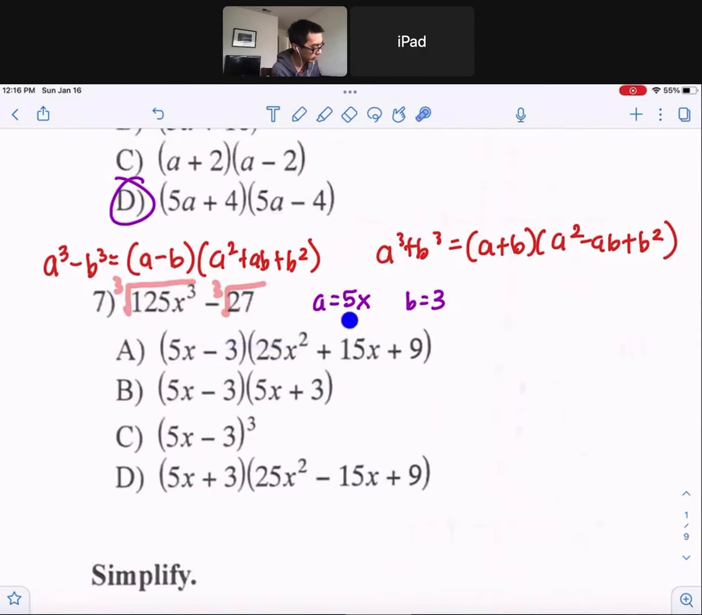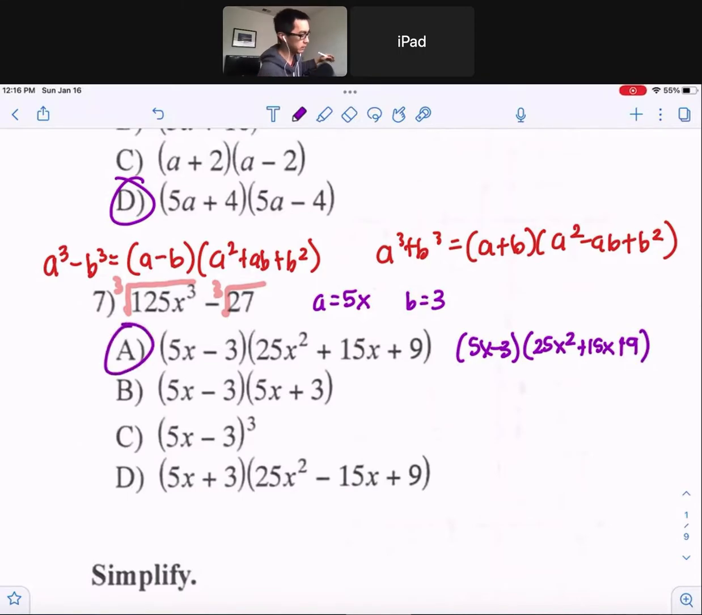A minus b, that's 5x minus 3. Follow the formula. A squared, that's 5x to the second, so 25x squared, right? 5x times 5x is 25x squared. A times b, 5x times 3 is 15x. And b squared, you guys, that's 3 to the second power, which is 9. So that is going to be A, you guys. That's going to be A.